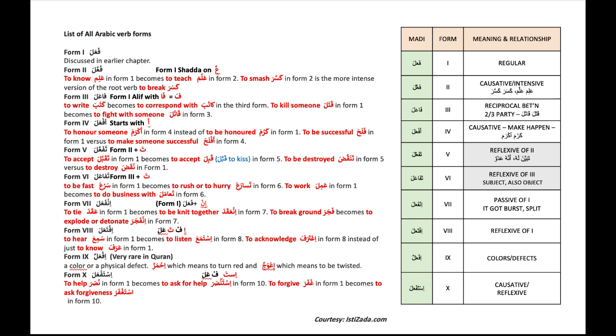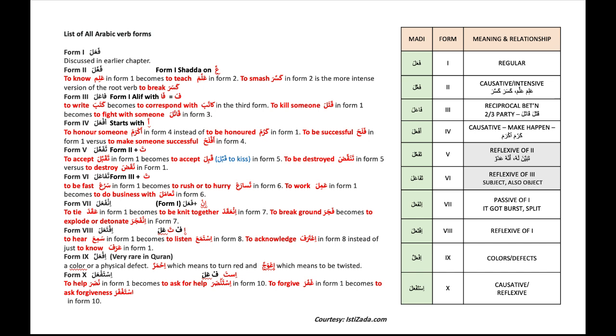Aflaha means to be successful. He became successful. But aflaha means to make someone else successful. That's called causation, meaning making something happen. So form af'ala causes something to happen.